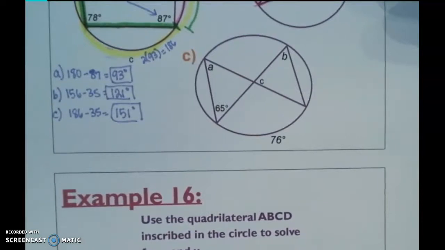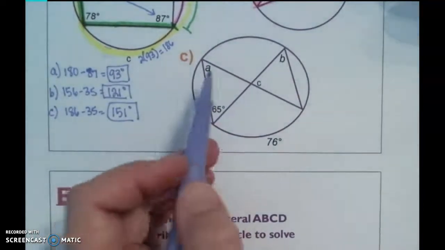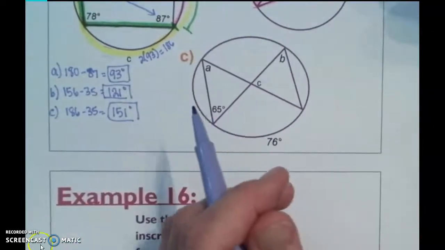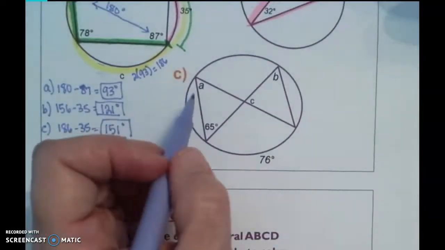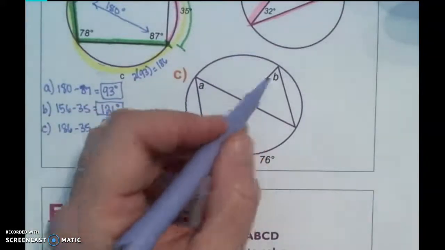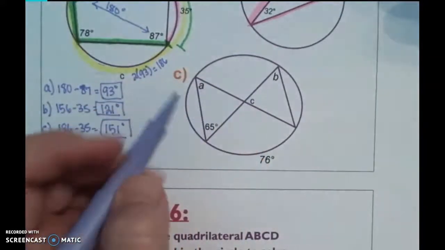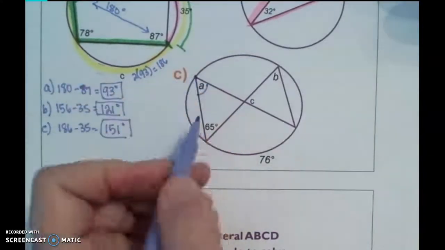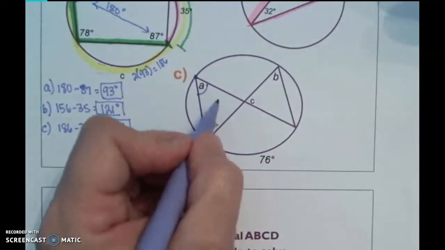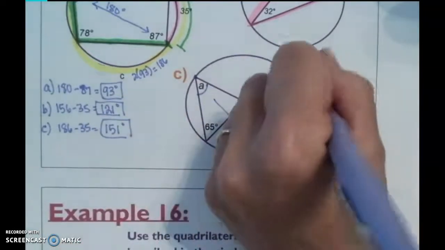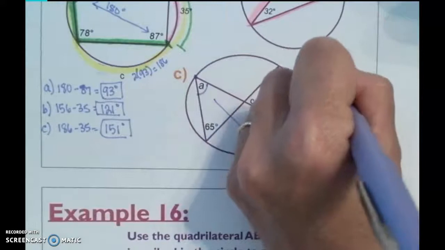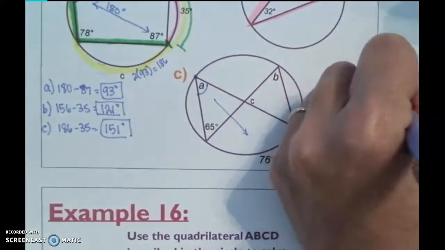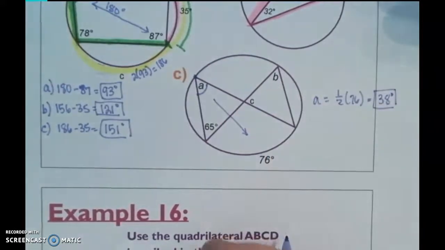On our last example with C, you've got 2 triangles inscribed. Okay, for C, I've got angle A, angle B, and angle C. So if I look at angle A, it's inscribed, vertex on the circle, intercepting arc, 76 degrees. So A is going to be equal to 1/2 of 76, or 76 divided by 2, which would give us 38 degrees.